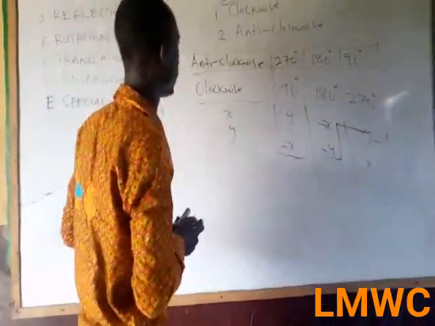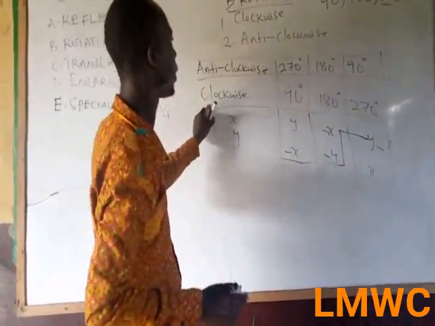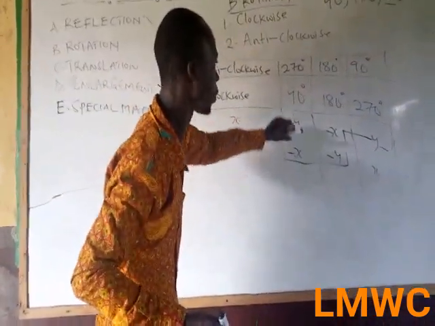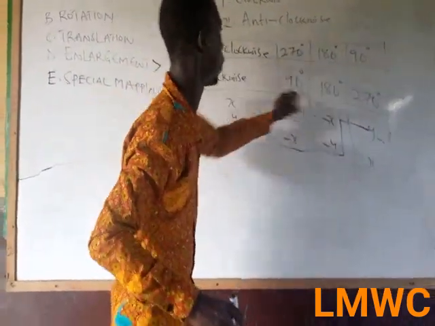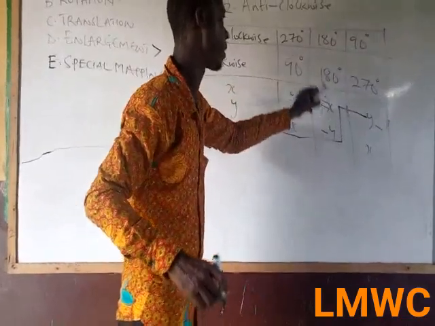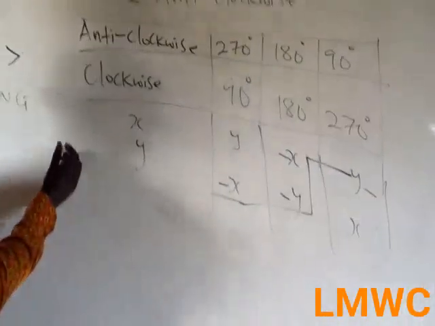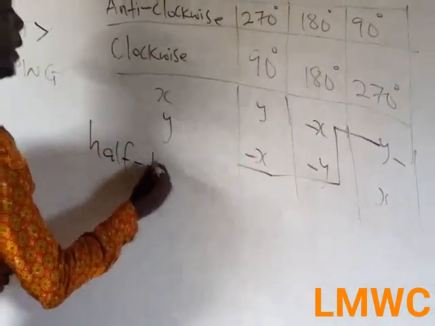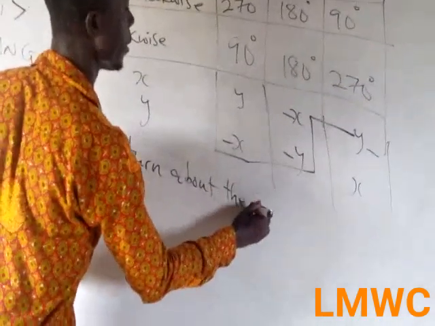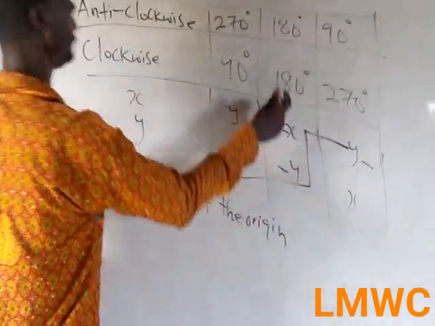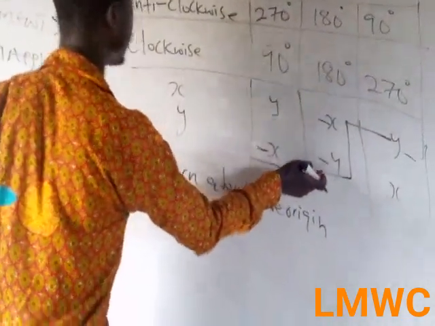That's our formula. So if you take anti-clockwise 270 degrees, it's the same as clockwise 90 degrees. The formula is y, negative x. Anti-clockwise 180 or clockwise 180 is the same as negative x, negative y. This 180 degrees is the same as a half turn about the origin. If you use something like this, it is the same. So 180 clockwise and anti-clockwise becomes negative x, negative y.